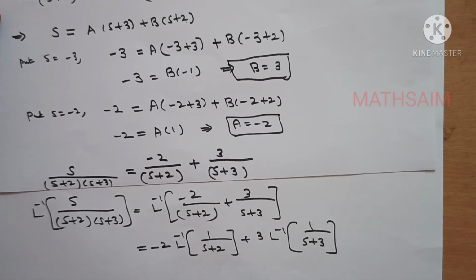Now you see this term is in the form s plus a, and for s plus a we are going to use the exponential function here. So this will be minus 2 into e power, because of this plus, in the original function you are going to have minus. In the place of a we have 2, so e power minus 2t, plus 3 into e power minus 3t. This is the answer.